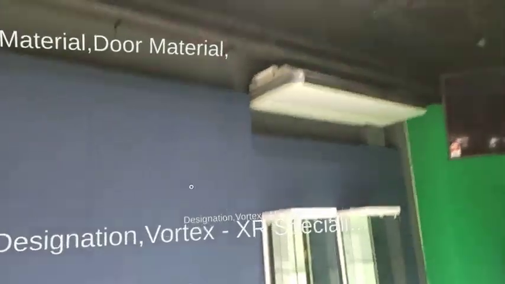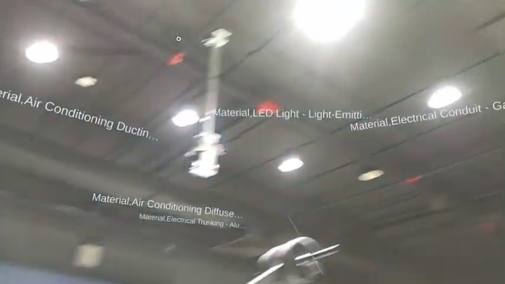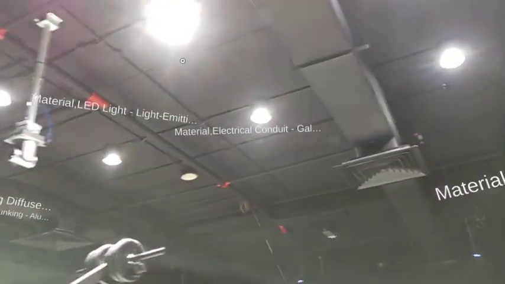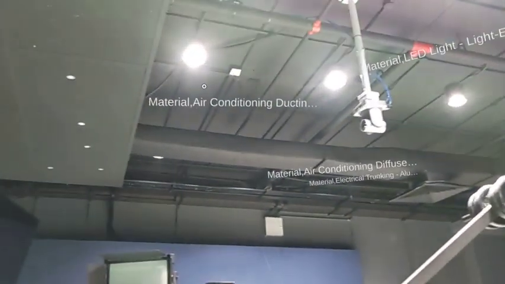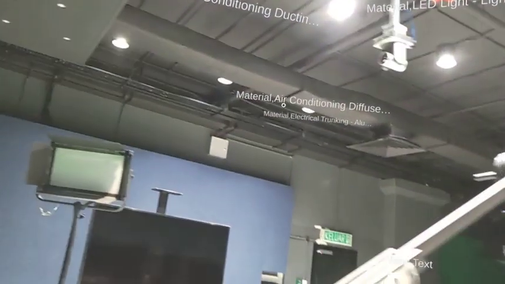These are the texts. Ignore that. So your informations are here. I'm recording, by the way. So that's your electrical conduit, your light emitter, air conditioner duct, diffuser, electrical trunking.